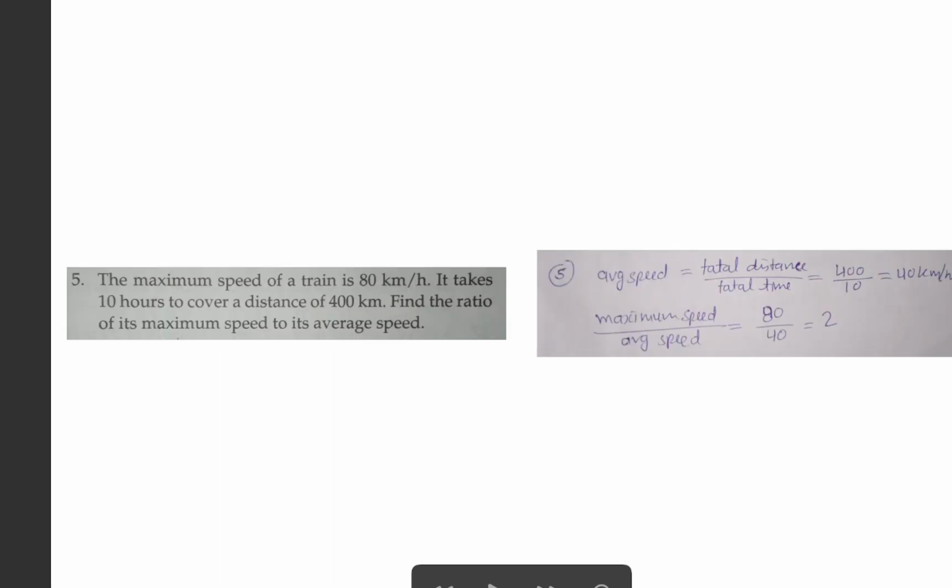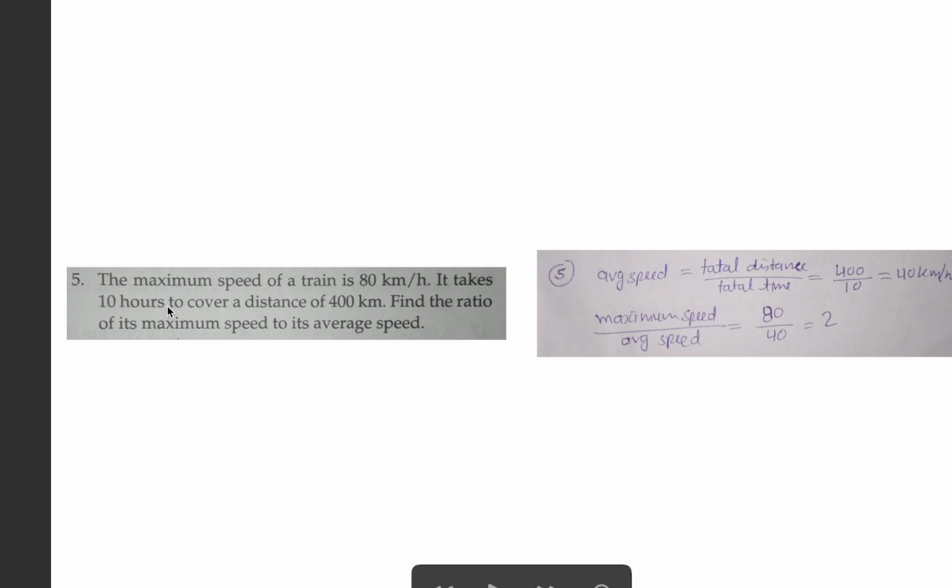In the fourth question, a bus takes 8 hours to cover a distance of 320 km. What is the average speed of the bus? Again, average speed is equal to total distance divided by total time. Total distance is 320 km and the total time is 8 hours. So 40 km per hour is the answer of this question.